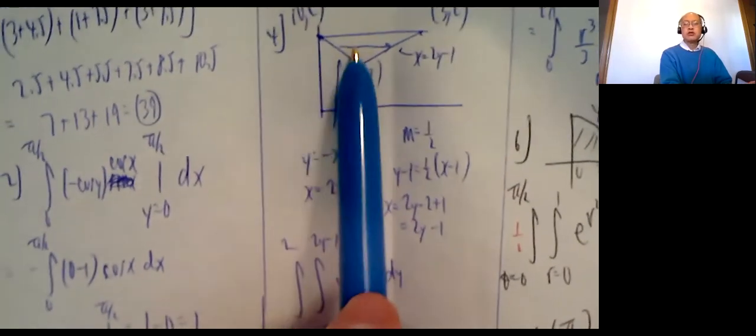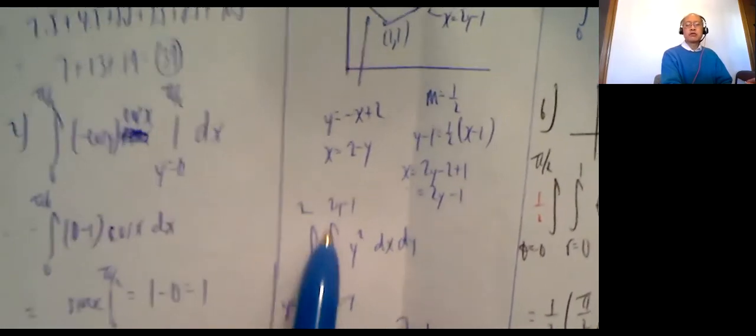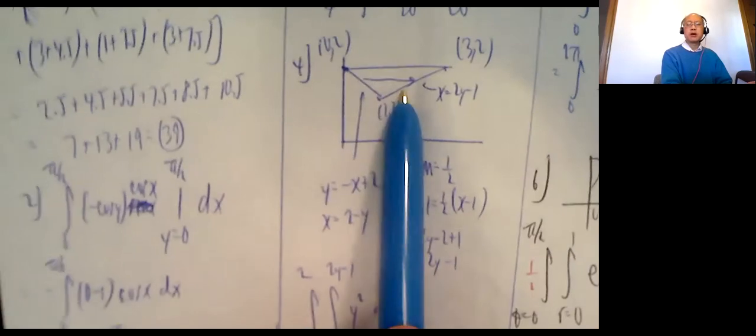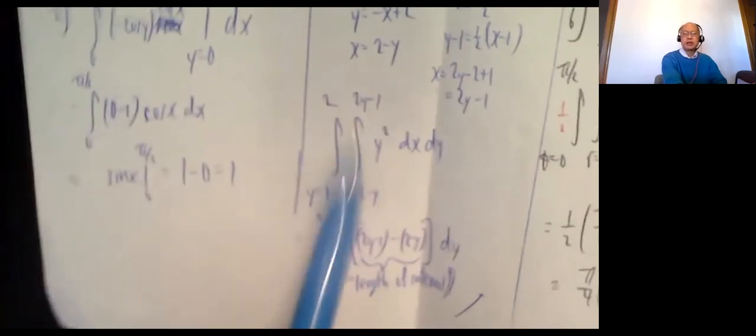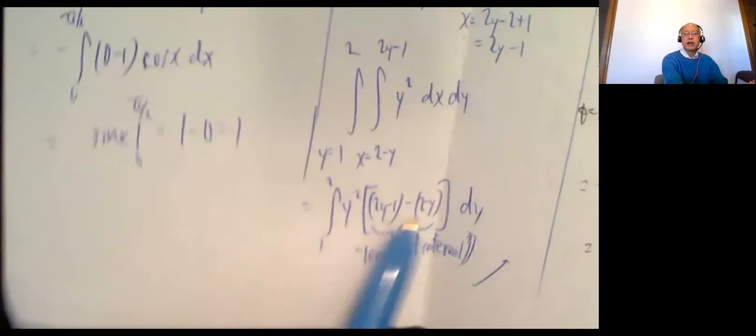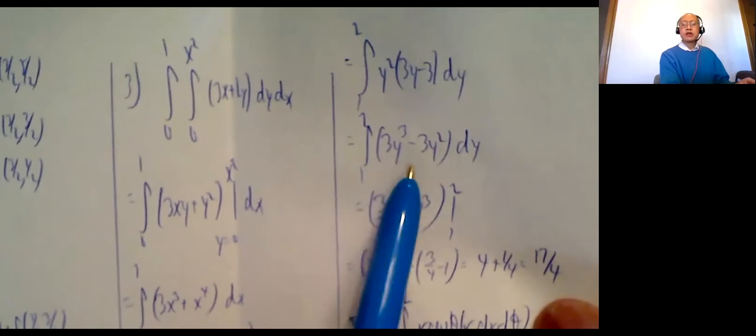So type 2 function, integral as x goes from 2 minus y to 2y minus 1, lower, upper, of y squared dx dy. This thing doesn't depend on x, so it's just y squared times the length of the interval. So y squared times (2y minus 1) minus (2 minus y). That comes out to be 3y minus 3. And multiply out: 3y cubed minus 3y squared dy.